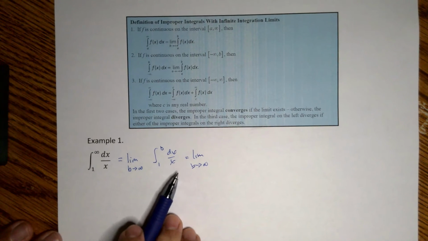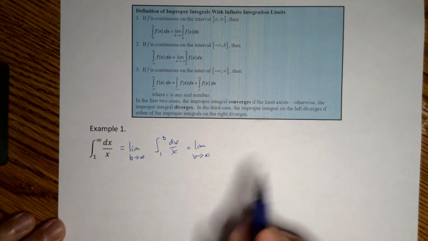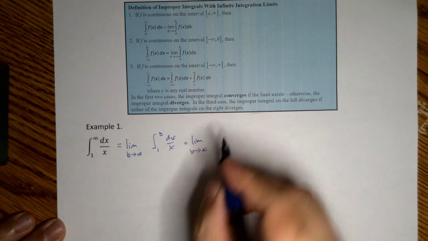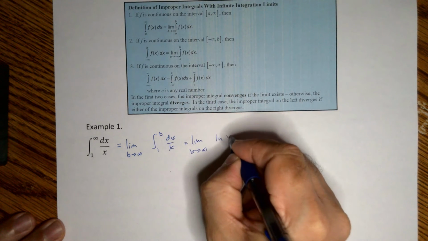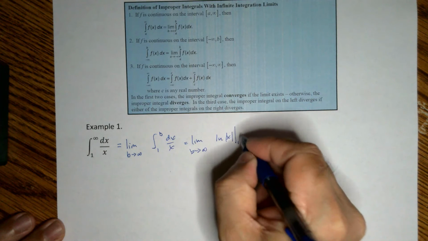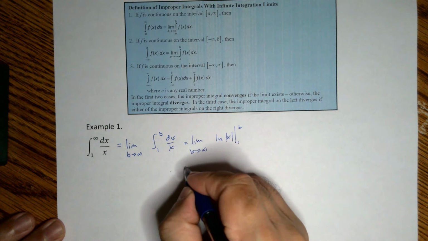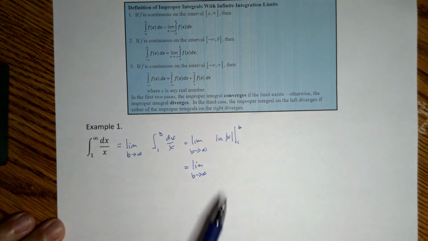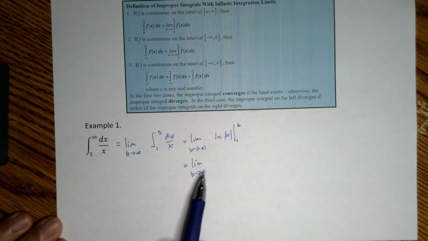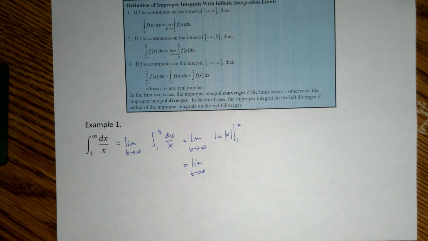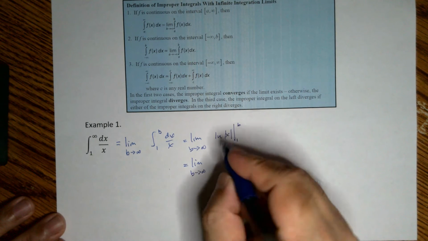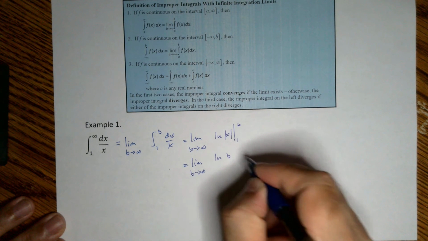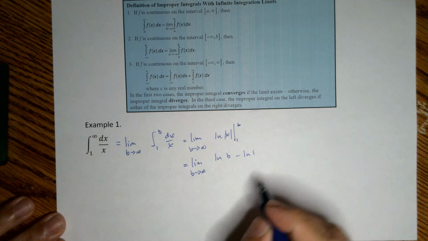When I take the integral of this, I'm going to get natural log of x from 1 to b. So that means limit as b goes to infinity. And by the way, you might get lazy and start dropping these off. Once you drop it off, you have now made an error and you've lost all credit. So don't be lazy. You have to keep that limit sign. So that's natural log of b minus natural log of 1.